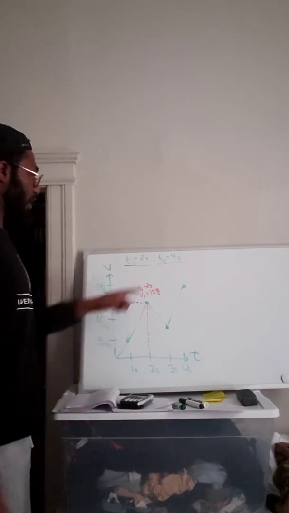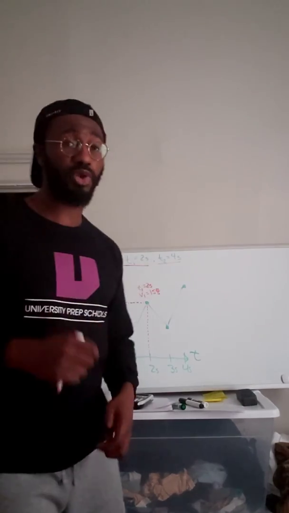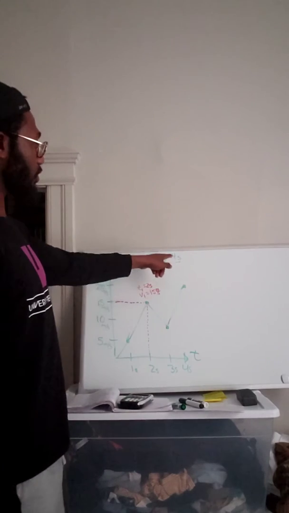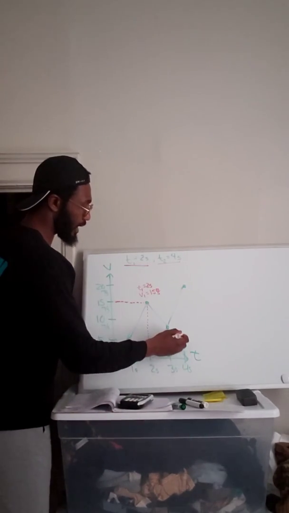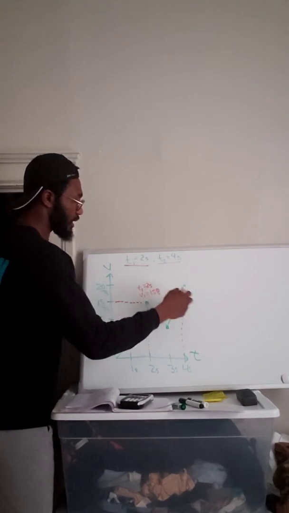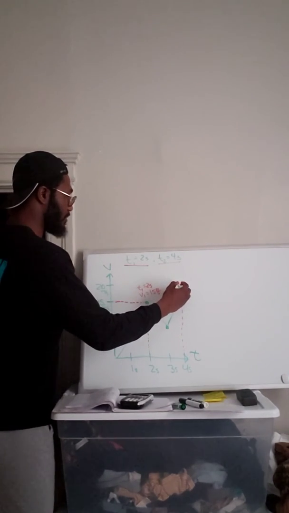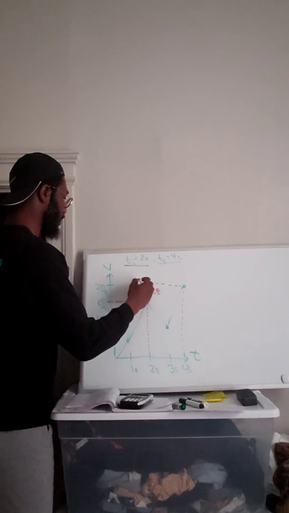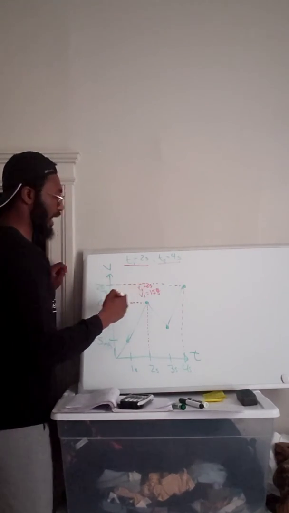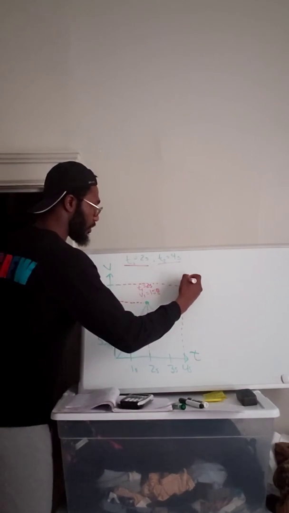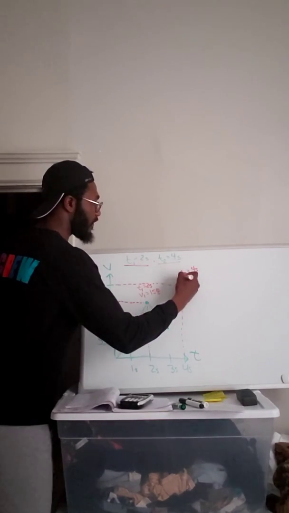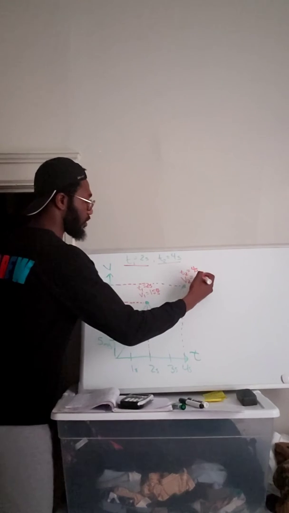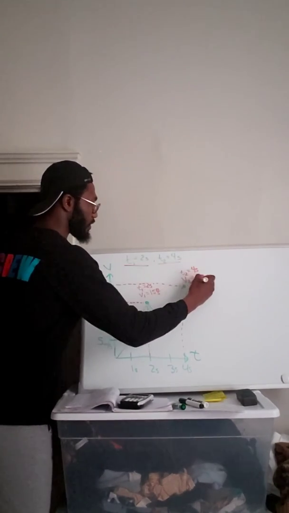Okay, now we're going to look at our second one. The second time you're interested in is where T equals 4 seconds. So we're going to go to T equals 4 seconds, make a dotted line all the way up until we hit our point. And then we're going to make a dotted line from our point all the way to our velocity axis. So where T2 equals 4 seconds, V2 equals 20 meters per second.